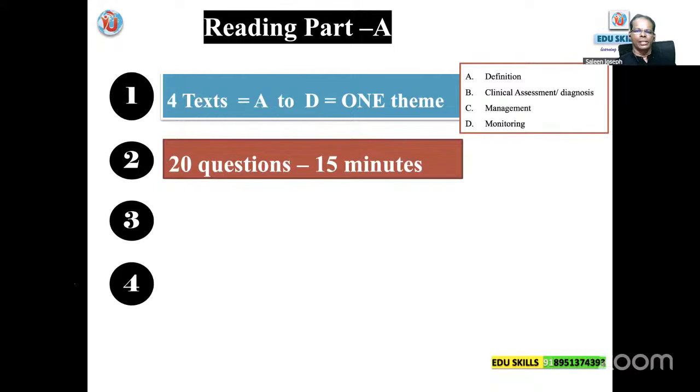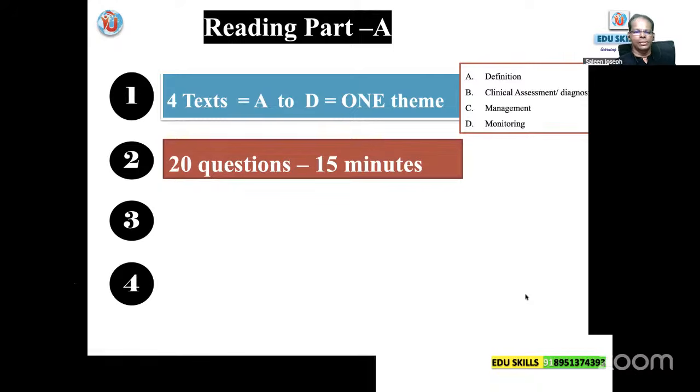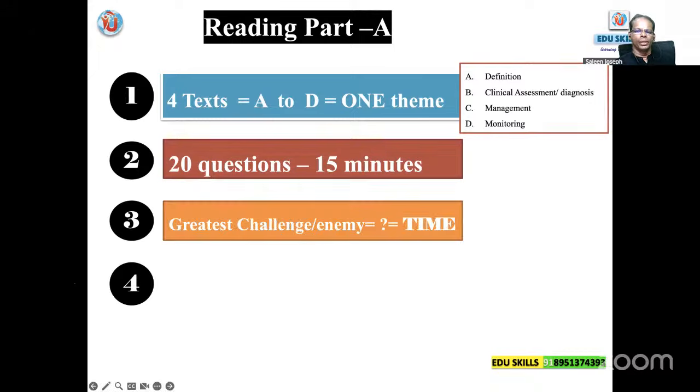20 questions, 15 minutes, which means you have hardly 45 seconds to answer one question. Greatest challenge and enemy is time. It is an expeditious or fast reading task.